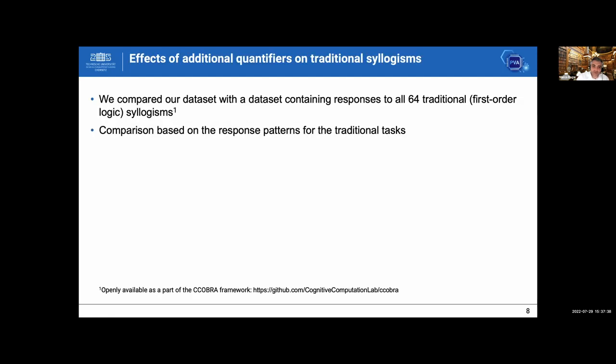So the first question is, can we figure out if there are additional effects of these quantifiers? We compared our data set with a data set containing responses to all 64 traditional, classical first-order syllogisms, based on the response patterns for the traditional tasks. So how does that look?